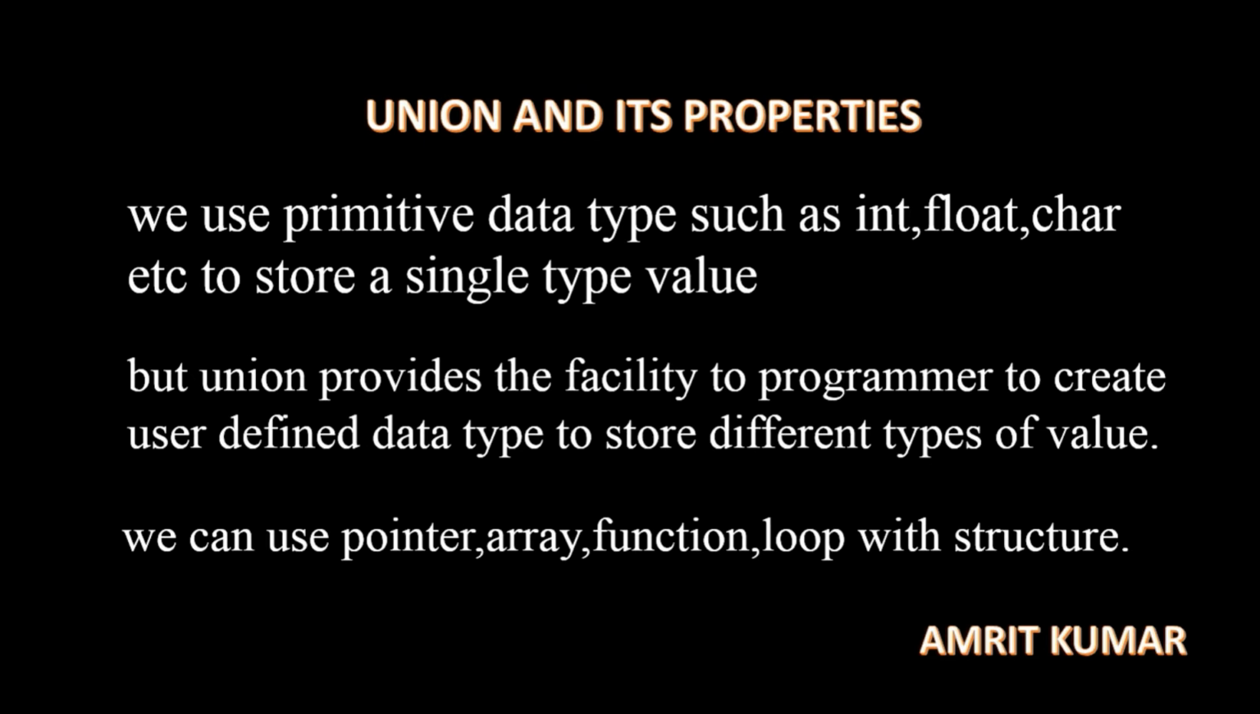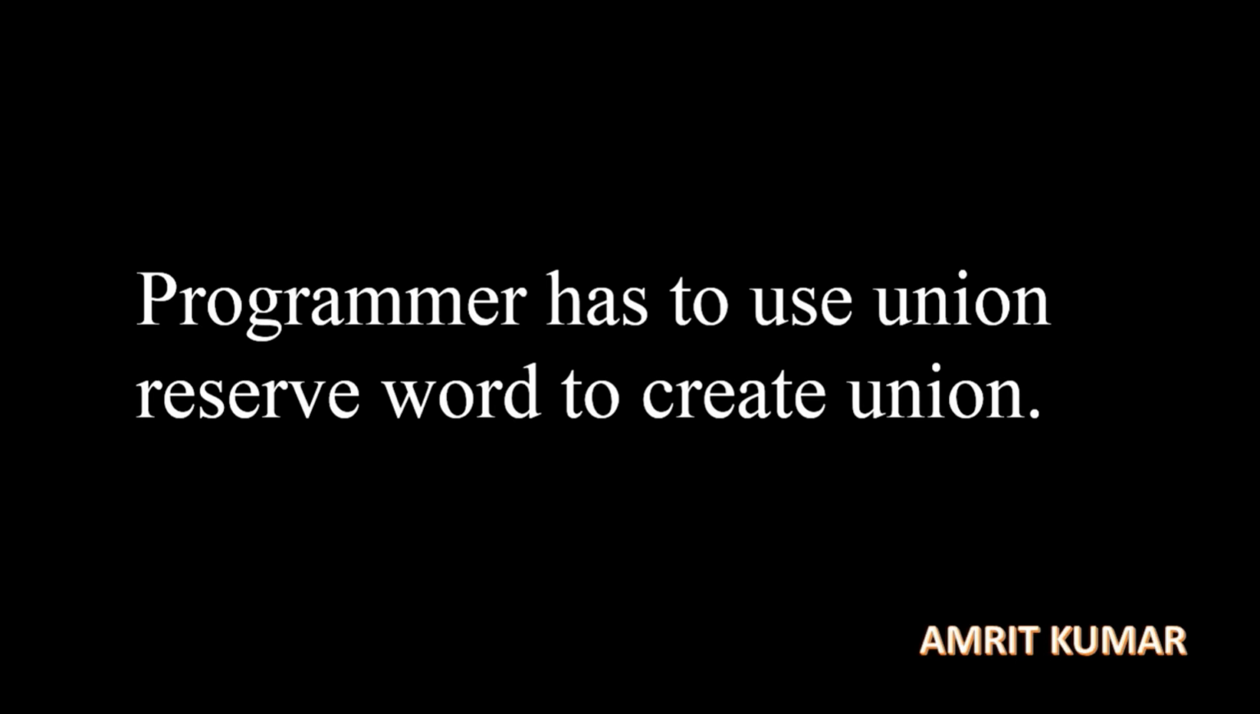So we use primitive data types such as integer, float, character, etc. to store a single type of value. What union provides is the facility to the programmer to create a user defined data type to store different types of value. We can use pointer, array, function, loop with structure and union also. The next thing is that the programmer has to use the union reserved keyword to create a union. This is a very important one.